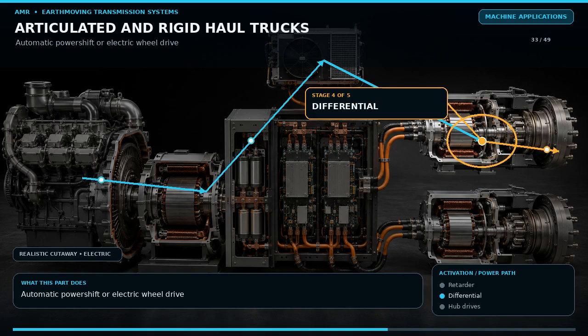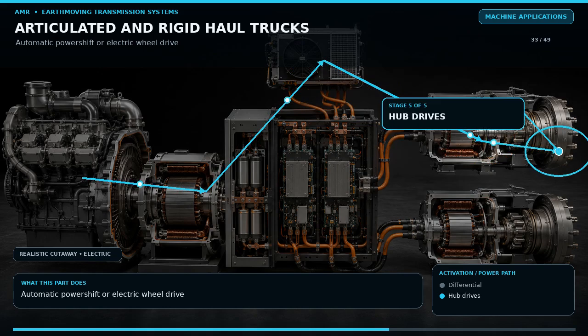A truck that will not select a higher gear may be protecting itself because of body position, brake pressure, retarder command, temperature, or a speed sensor, not necessarily because the gear train is damaged. Never bypass an interlock to continue production. Determine why it is active.